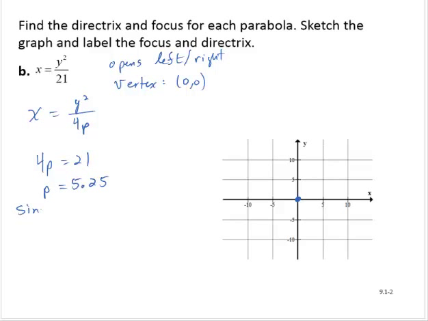Alright, so since p is greater than 0, the parabola opens right. If p had been less than 0, the parabola would have opened left. The focus then is 5.25 units right of the vertex. So the focus is about here, at 5.25, 0.